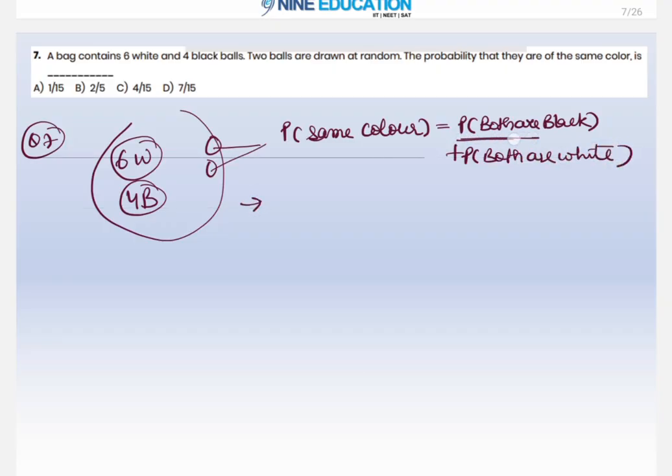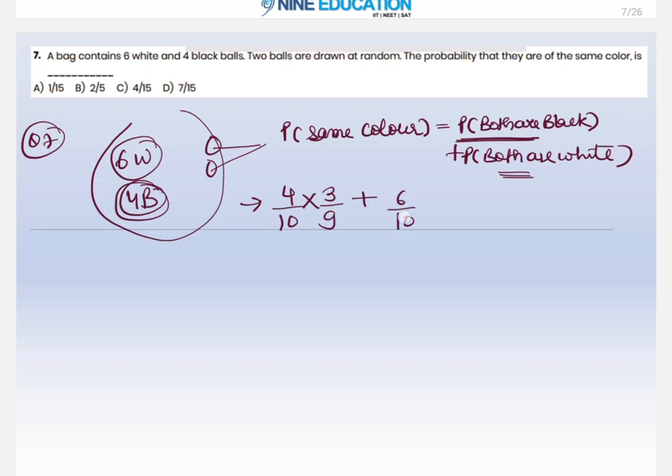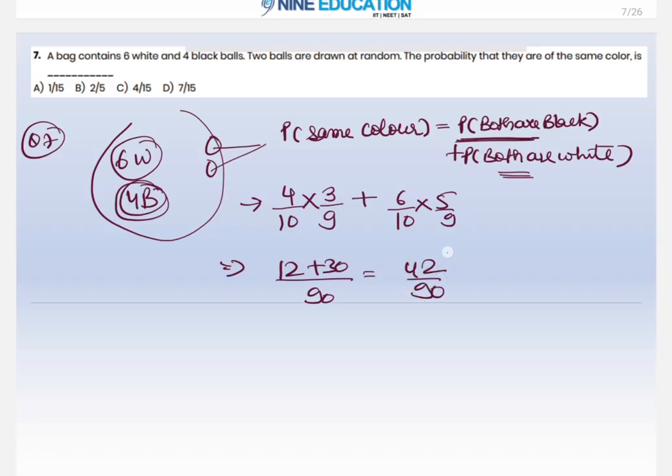So let's say both are black, the probability we are finding. The probability both are black equals, if you pick up the first ball, the first ball is black, so it should be 4 by 10, the probability of the first ball being black. Now again you are taking the second ball, and the second ball should also be black. Out of the 4 black balls, now 3 are left, and you are selecting from 9. If you are selecting a white ball it will be 6 by 10 and next will be 5 by 9. That makes it 12 plus 30 by 90, 42 by 90, cancel by 3, right? So if we cancel by 3, this is 14 by 30.